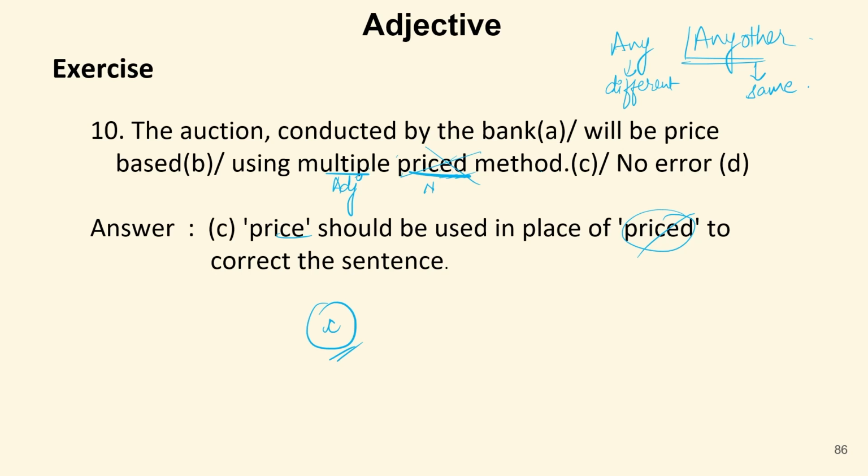But if I say this poet is better than any actor, now poet and actor, they both are of different categories. If they both are compared with each other, we use any, not any other. So in this manner, we can use any or any other. There are some more words as well.